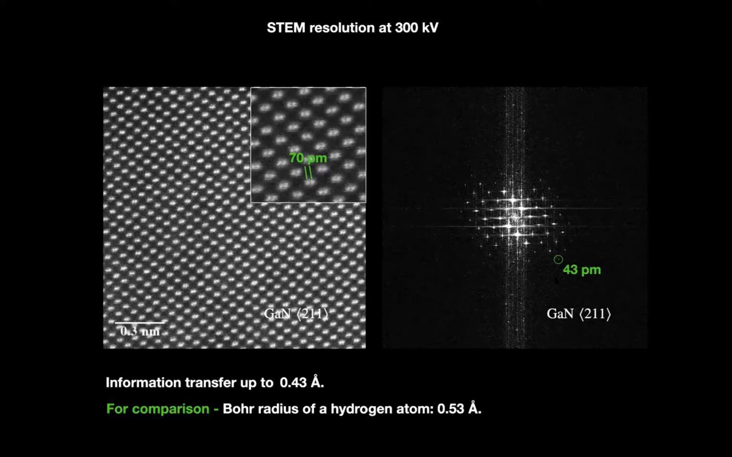And in the Fourier transform, you see even 43 picometers, and for comparison, the Bohr radius of hydrogen is 52 picometers. So we are in the deep sub-angstrom range.